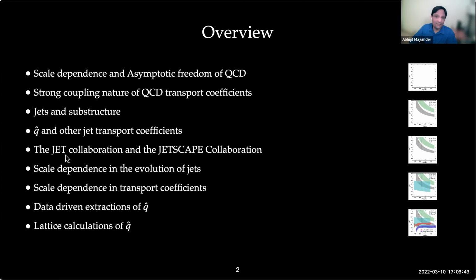Results that you will see will come from two of the major theory and theory/experimental collaborations that I've been part of, which is JET and JETSCAPE. JET was an all-theory collaboration, but JETSCAPE is a theory, experiment, computer science, and statistics collaboration. And we'll spend a lot of time talking about scale dependence, how things change with energy scale, virtuality scale. It changes how the jets evolve, how things change with scale for jet evolution, how things change with scale for the transport coefficient itself.